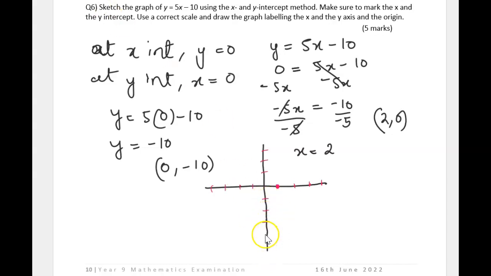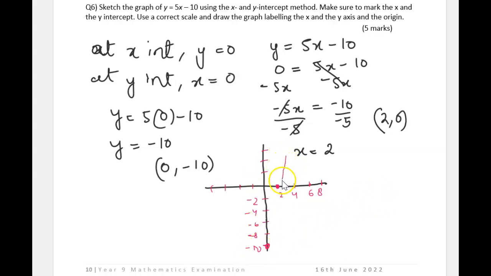2, 4, 6, 8, and 10. Okay, so please remember, I'm going 2, 4, 6, 8, minus 2, minus 4, minus 6, minus 8, and minus 10. All you have to do is now join these 2 points.